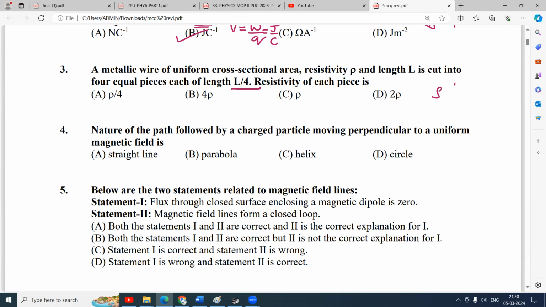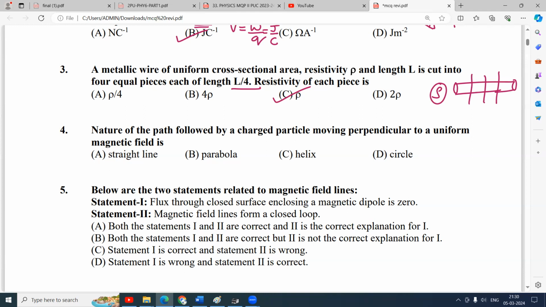So when a material of uniform cross-sectional area, say a wire, is cut into 4 pieces, the material remains the same, so rho remains the same. Our answer is this one. So rho doesn't change if length changes and area of cross-section changes. It changes when the material changes and the temperature changes. Rho depends only on material and temperature.